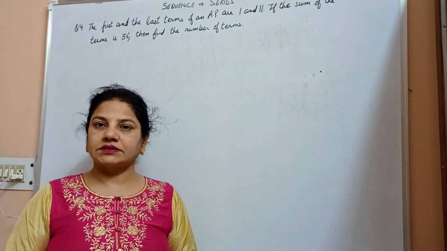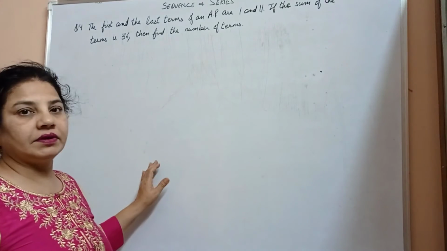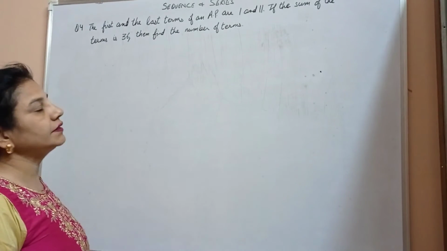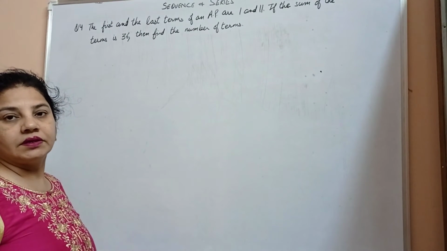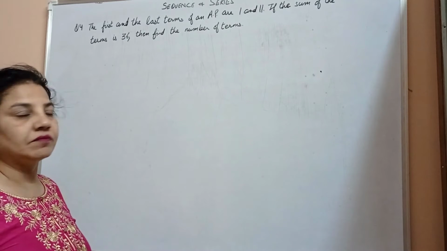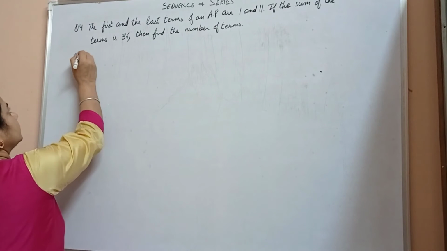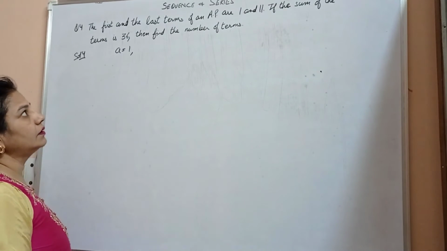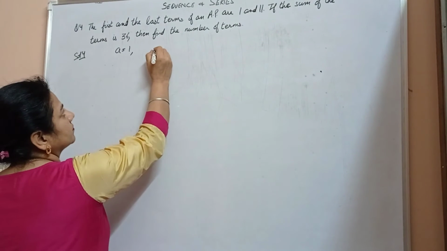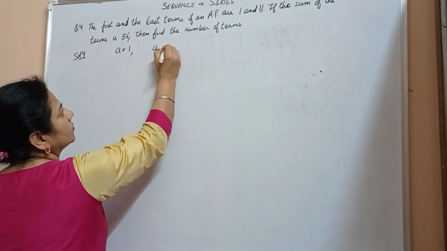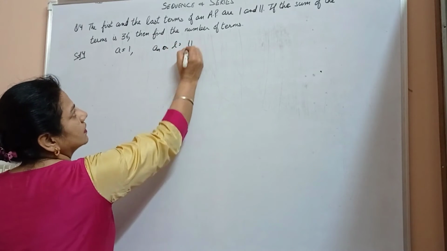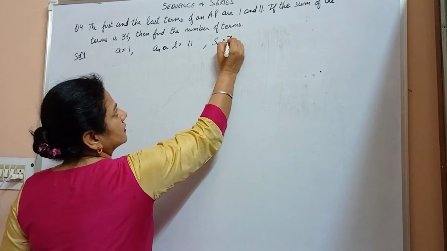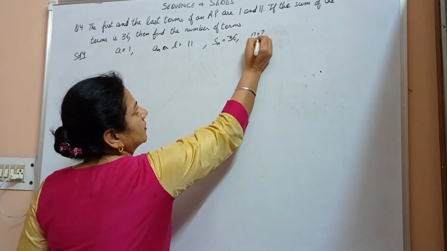The first and the last term of an AP are 1 and 11. If the sum of the terms is 36, find the number of terms. First of all, we write what information is given to us. First term is 1, last term an, or you can say L, last term is 11. Sum of n terms is 36. We have to calculate the number of terms.